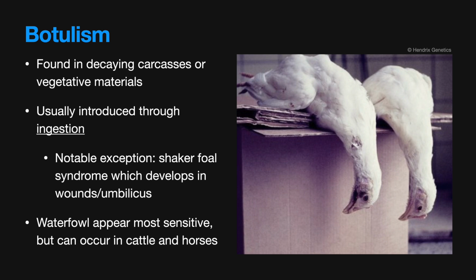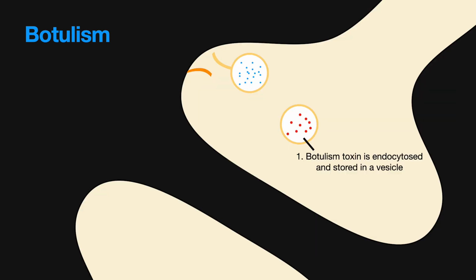Botulism toxin is produced by clostridial bacteria in decaying carcasses or vegetative materials. Usually botulism occurs when an animal ingests the toxin directly, rather than consuming the bacteria itself. A notable exception to this is Shaker-Foal syndrome, where the bacteria colonize a wound or the umbilicus and thus cause disease. Of our veterinary species, waterfowl appear to be the most sensitive to botulism, but it also occurs commonly in horses and cattle.